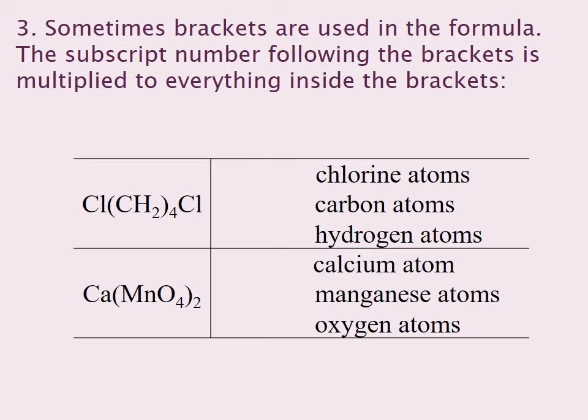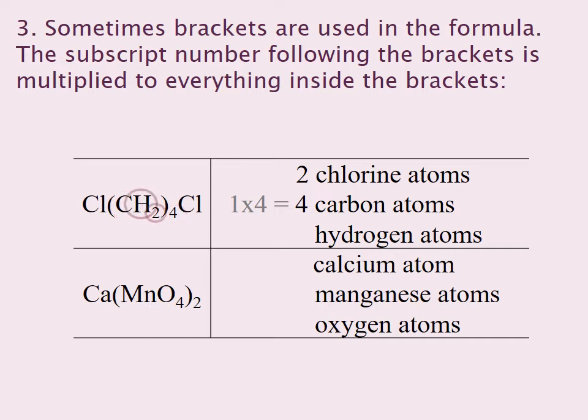Point 3. Sometimes brackets are used in the formula. The subscript number following the bracket is multiplied to everything inside the bracket. I have a Cl and a Cl, giving me a total of 2 chlorines. I have a C, which gives me 1 carbon atom. It is inside brackets, so I have to multiply it by 4, giving me a total of 4 carbon atoms.